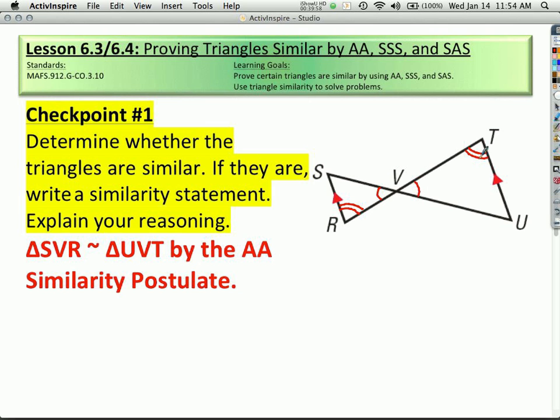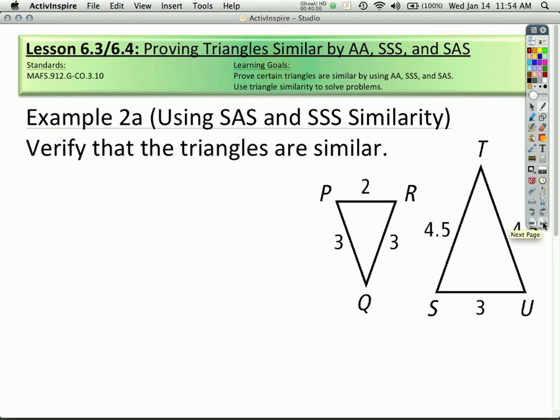Good. We're doing well. Now let's build our toolbox by putting in 2 more tools. SAS similarity and SSS similarity.